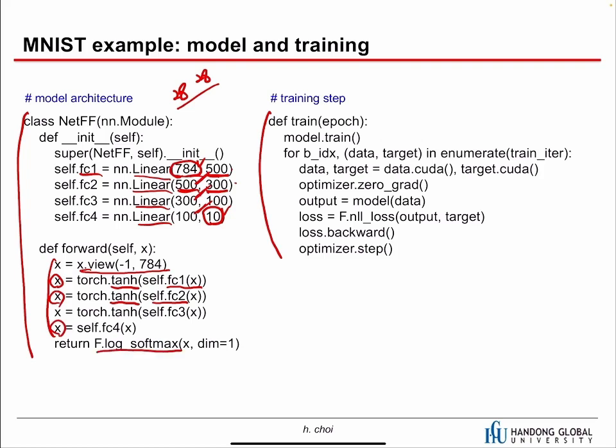And then we apply the log softmax. Actually, we have to apply the softmax, but in the negative log likelihood we also have to apply the log function. So instead of applying softmax and log separately, there is a log softmax function. Then in the training function, the first line says we are going to train this model. In this for loop, we get one mini batch of data samples from the train iterator, move the data and target onto the GPU, initialize our optimizer, apply the forward propagation, calculate the loss function, calculate the backward propagation, and then update our parameters. That's it. So it's quite simple, right?